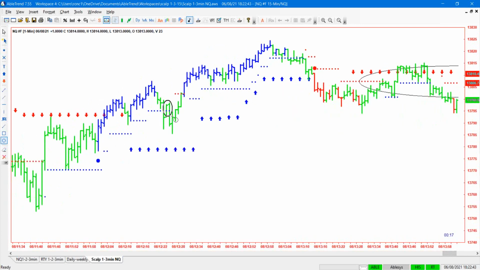This would be a losing trade. I want to point that out. Hits and closes above the blue dot, but a couple of minutes later, went under it. We lost 5 points. Hits a blue dot, closes right up above it.